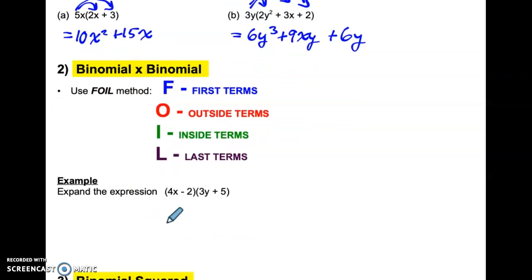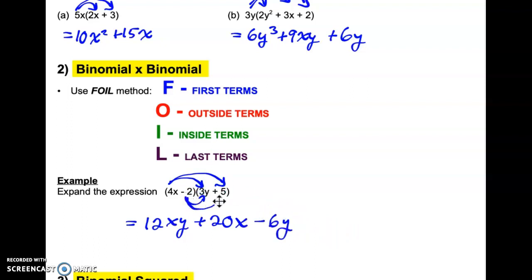If it's a binomial times a binomial, then you're going to FOIL. So first term times first term, that would be 12xy. And then the two outside terms, so 4x times 5, that would be 20x. The two inside terms, negative 2 times 3y would be negative 6y. And then last term by last term would be negative 2 times 5, which is negative 10. Okay, and then you would check and see if anything can be combined. In this case, they're not like terms, so you would leave it there.